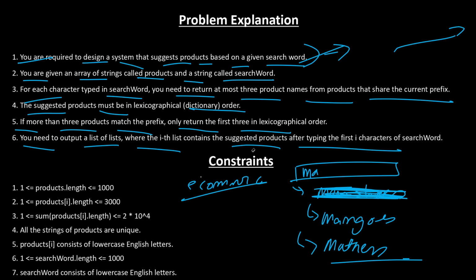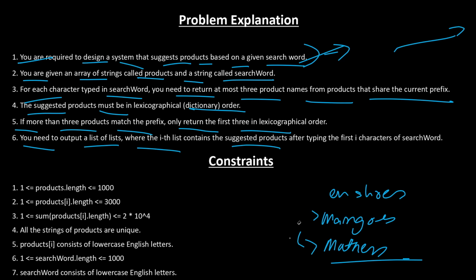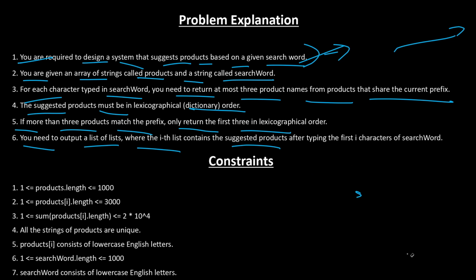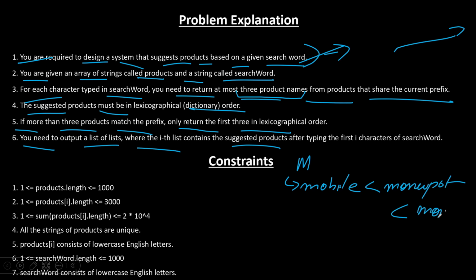I hope you understood this e-commerce website example. This is exactly what we have to do, but here they have put a constraint that at most 3 products should come. If you are searching for M, then lexicographically increasing products, for example, let's take this one: mobile, then mobile is smaller than money pot, and money pot is smaller than monitor. We are taking this example.